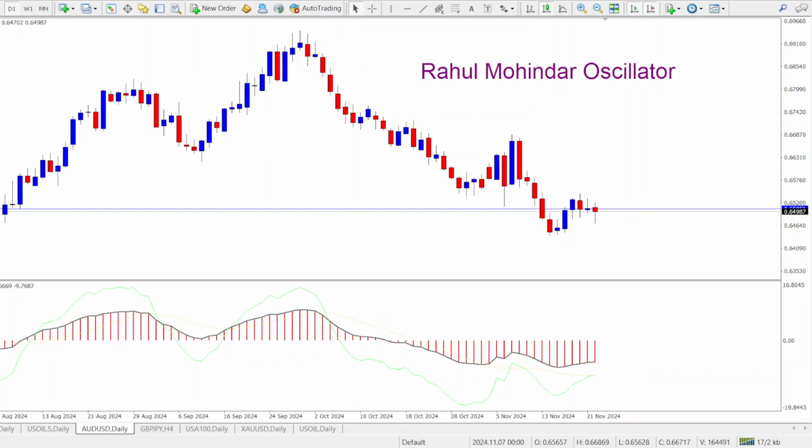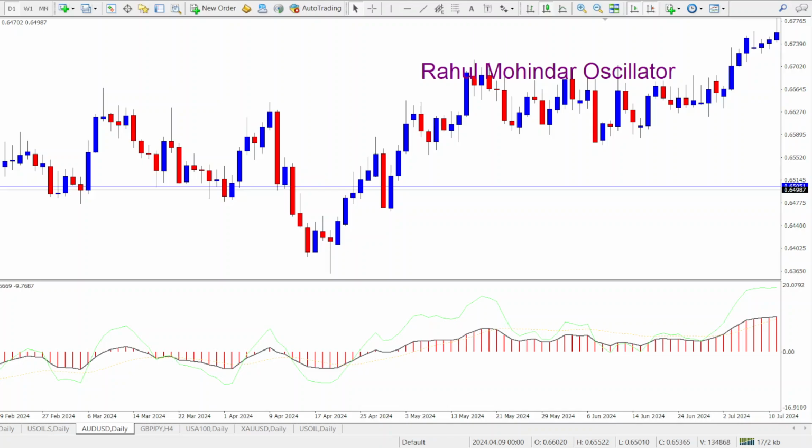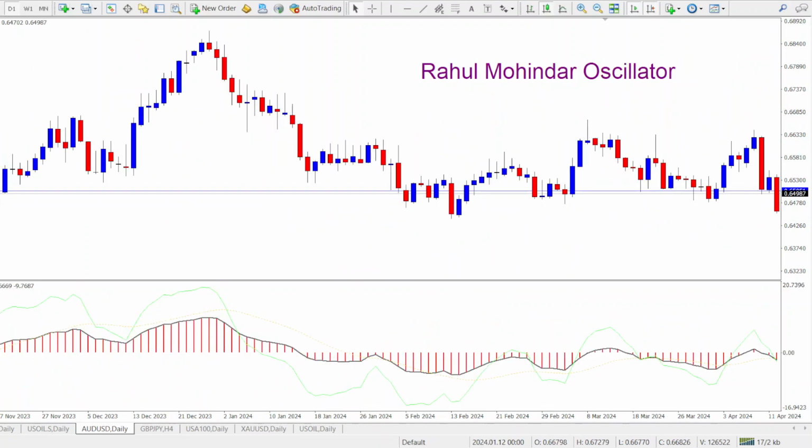Basically, when you want to make use of this indicator, you have to watch out for crossovers. There are three things that you should watch out for when you want to use the Rahul Mohindar Oscillator to identify a buy signal or a sell signal. The first thing is the position of the indicator, whether it is in the positive zone or in the negative zone. In this place, it was in the positive zone. In this place, it was in the negative zone. Here, it was in the positive zone. Here, it was in the negative zone. Here, negative zone. Here, positive zone.